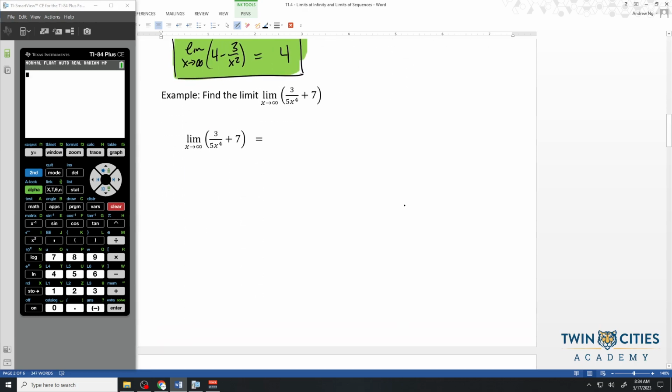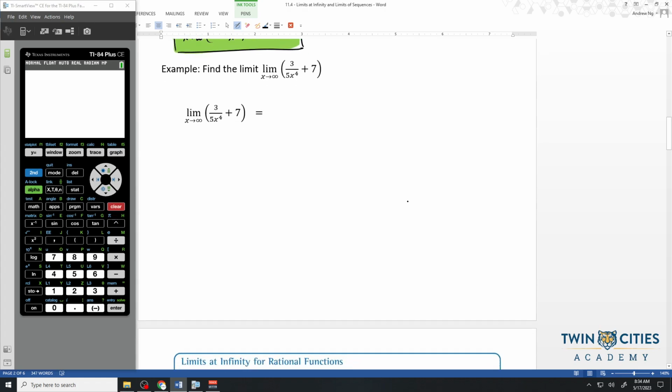Okay, what about this one? Find the limit as x approaches infinity of 3 over 5x to the 4th, plus 7. So we can, again, break this up completely.